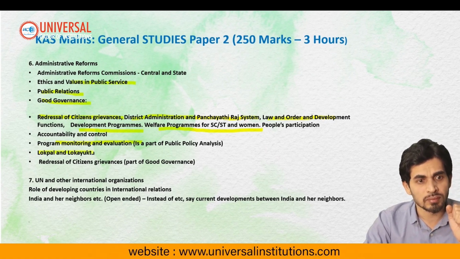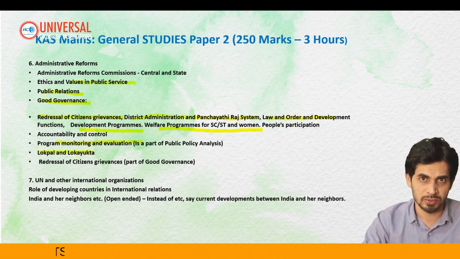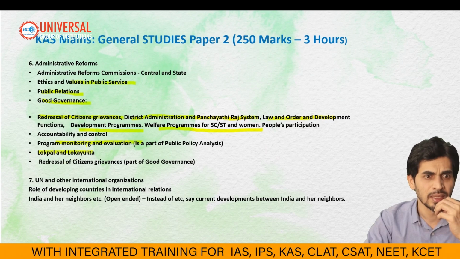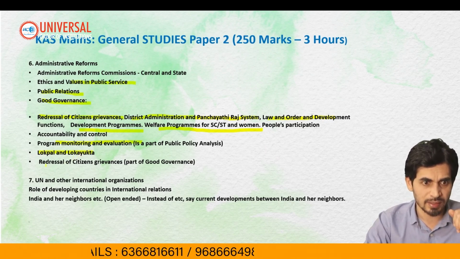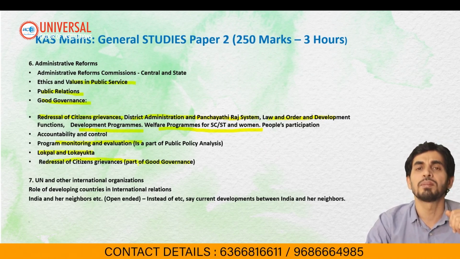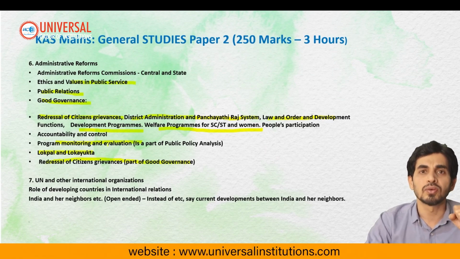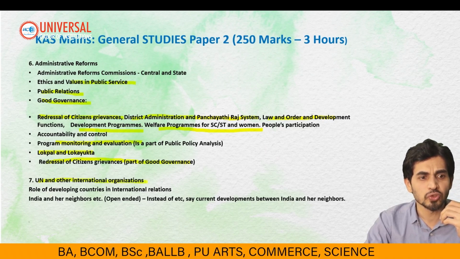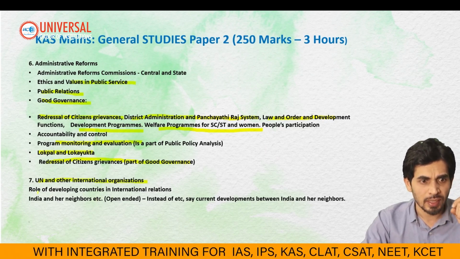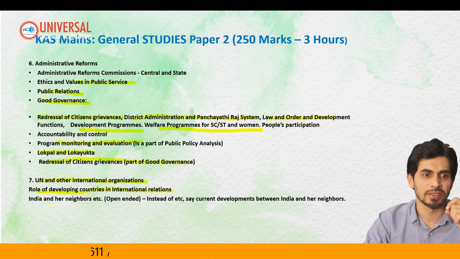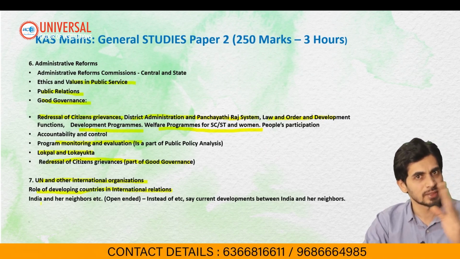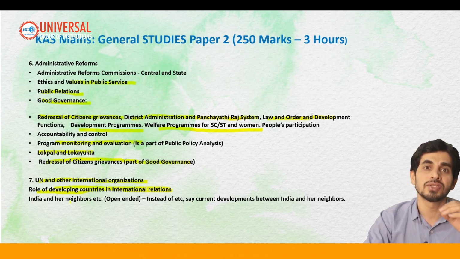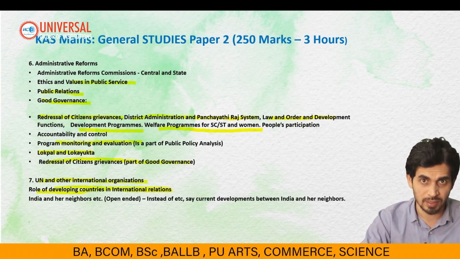And it also infuses Lokpal and Lokayuktas, which are regulatory bodies with regard to control of corruption, and that can be brought under good governance. And redressal of citizen grievances is also a part of good governance. It has to be included under good governance, like I said earlier. All right. And then lastly, it includes UN and other organizations, and role of developing countries in international relations. So UN and other international organization is a separate topic of study, and then role of developing countries in international organization is again another part of this particular header.